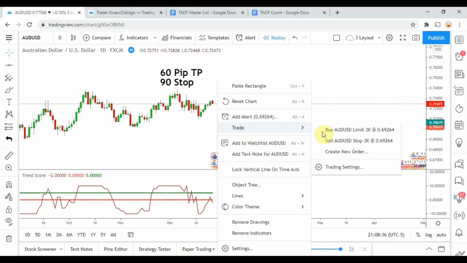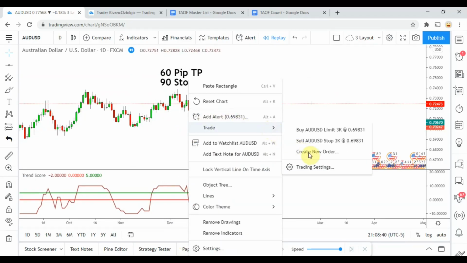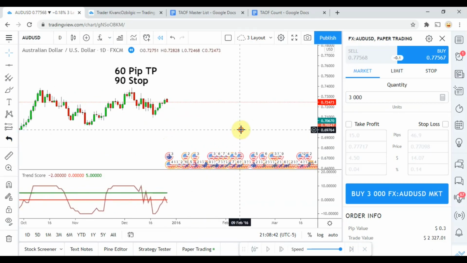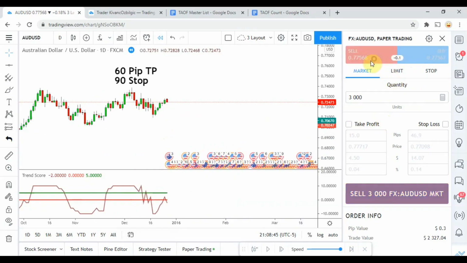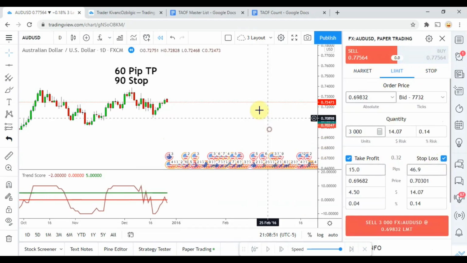If you want to do a paper trade, basically you just right click on the screen, go to create a new order, and you can see here that it brings up the tab off to the side, and you can basically interact with this just like you are trading in real time.